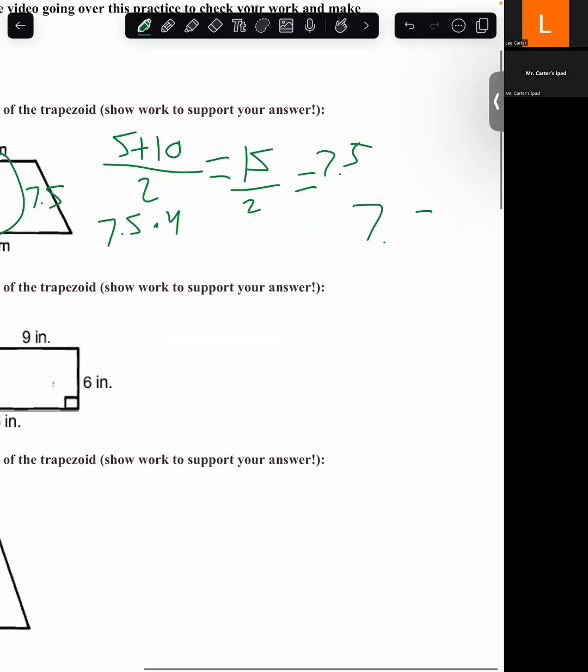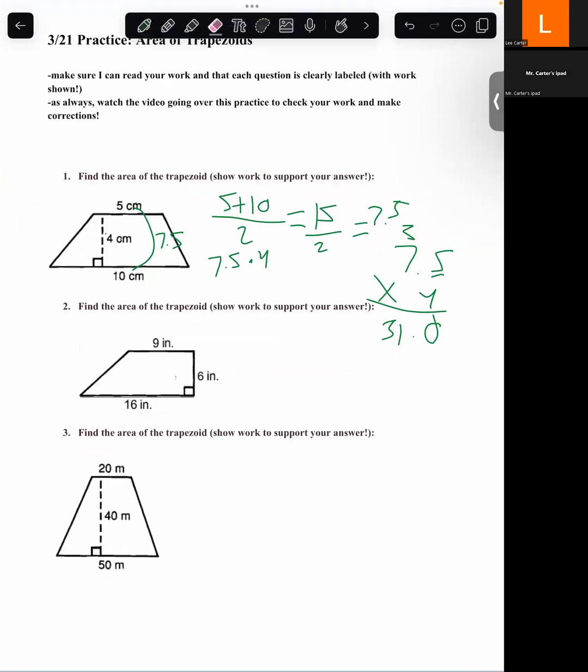So 7.5 times 4. That's 28, 3, 1. There's one decimal in the problem, so one in the answer. So the answer is 31 square centimeters. Again, you average the two bases and then multiply by the height.